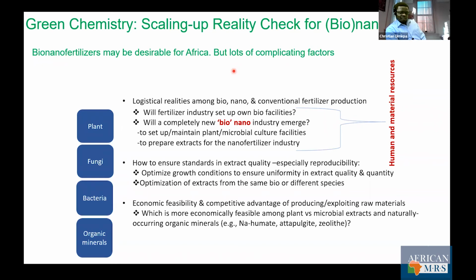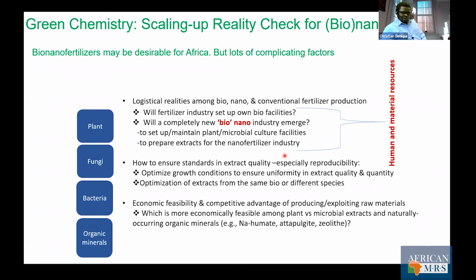processes for the industry. For example, the industry will need to set up new bio facilities, separate from what they are doing. So would they set up their own industries, or would they have contracts with people who will produce the bio-preparations for them? That will mean maintaining the plant and microbial cultures, which is not trivial, and preparing all the extracts needed for the nanofertilizer. These questions will be answered if we have enough human and material resources to deal with that.